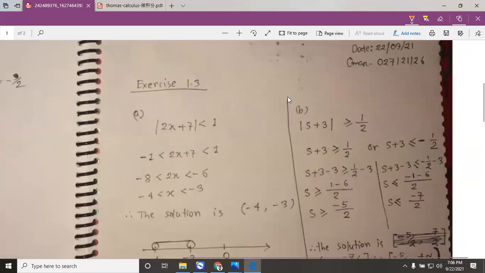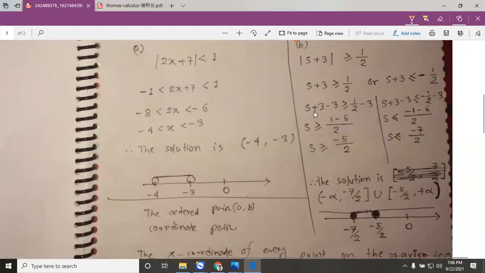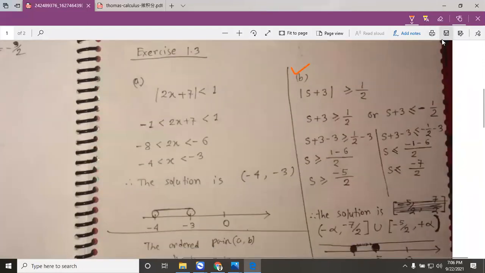So maybe the B is the right person. Okay. Umar, I have a question. Yes.